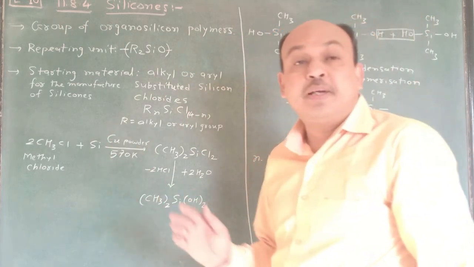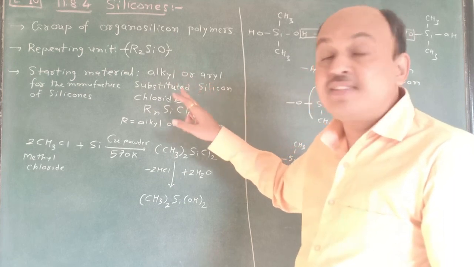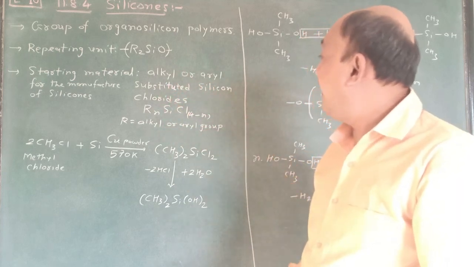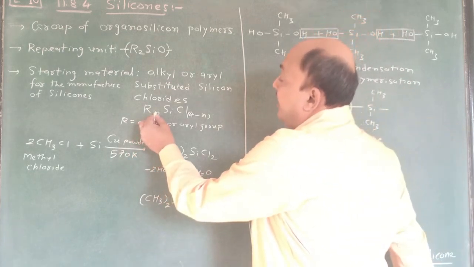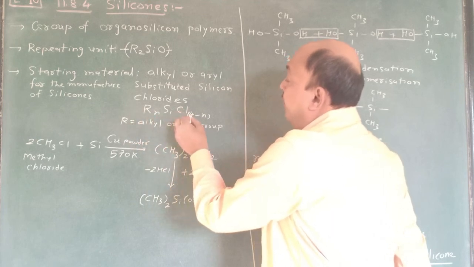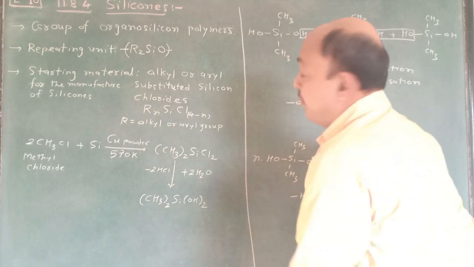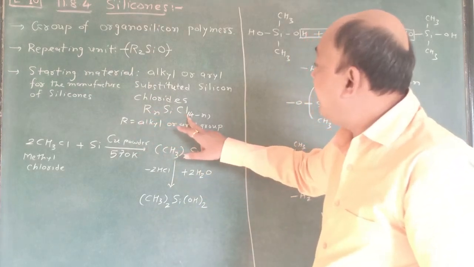The starting material for the manufacture of these silicones, remember, is alkyl or aryl substituted silicon chloride. Suppose we take n equal to 2, then R2SiCl(4-2). So we get R2SiCl2. Is it clear? We get R2SiCl2.